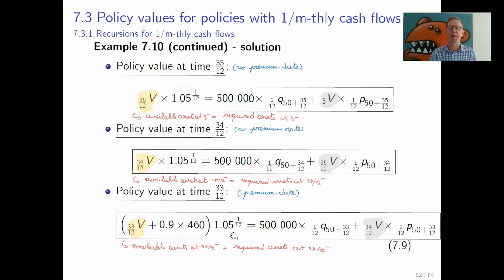Must be equal to the expected required assets. If the insured dies, there is a payment of 500,000. However, if he survives, we have to set aside the policy value. And this gives us the recursion for the policy value at time 33/12 as a function of the policy value 1 month later.